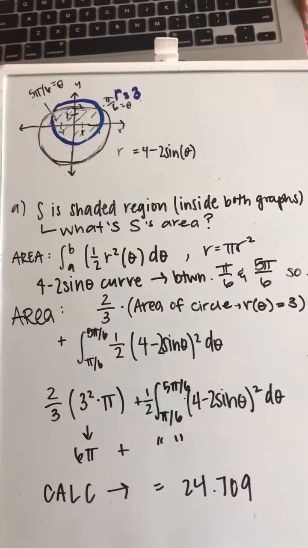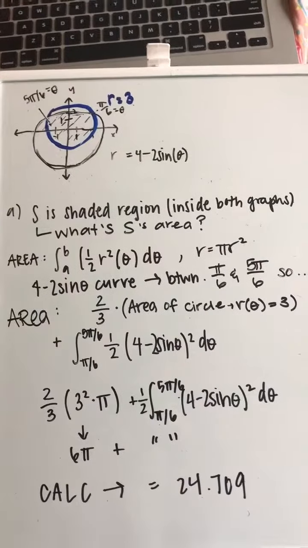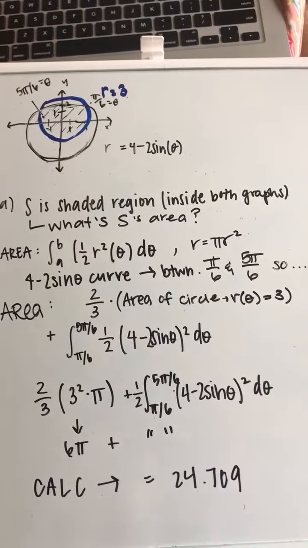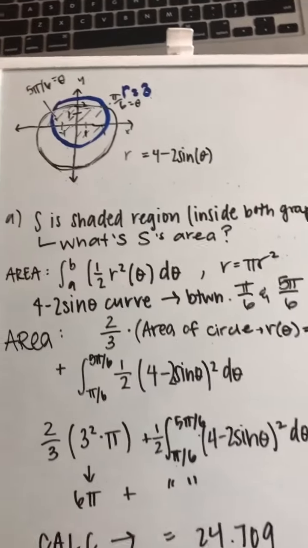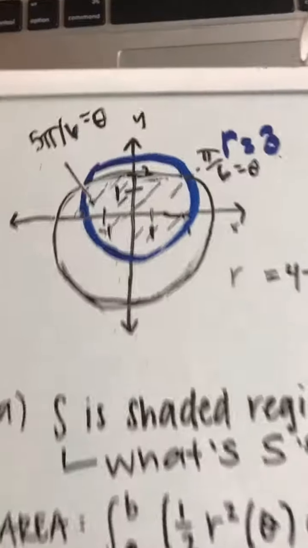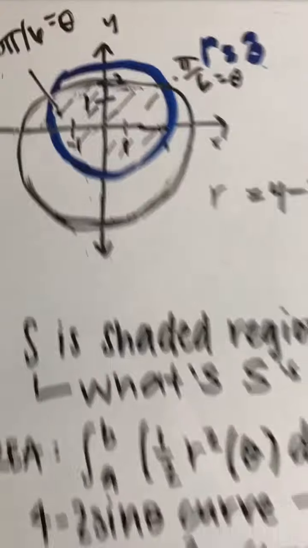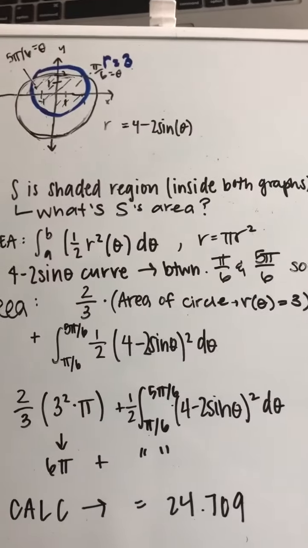Okay, so the first question for 2013 FRQ number 2 is part A. S is a shaded region inside both graphs. In my very bad drawing, you can see the shaded part, and you're trying to find S's area.